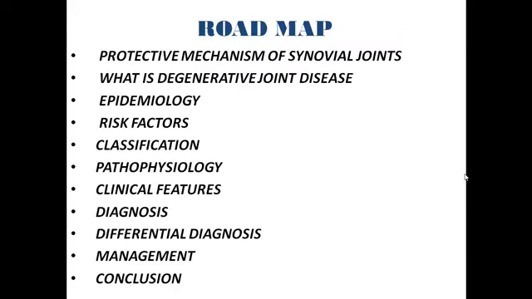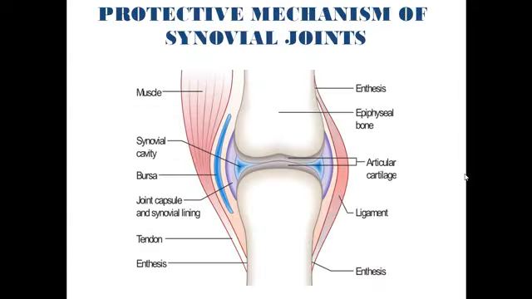This is a road map. It shows the road map: protective mechanism of synovial joints to complications. And I hope you will enjoy and understand these topics about degenerative joint disease.